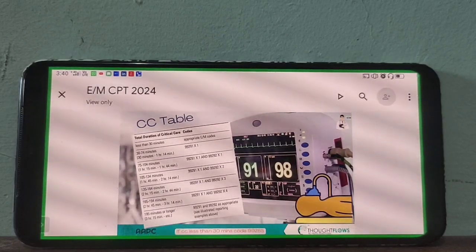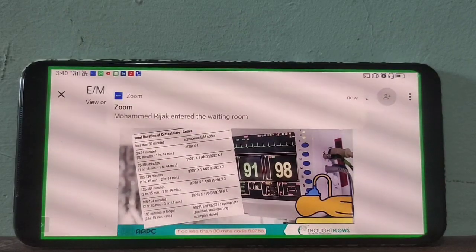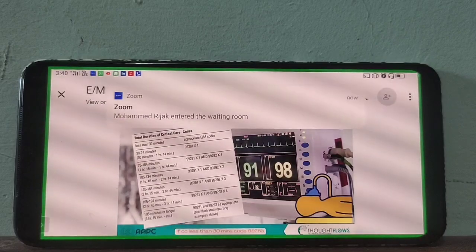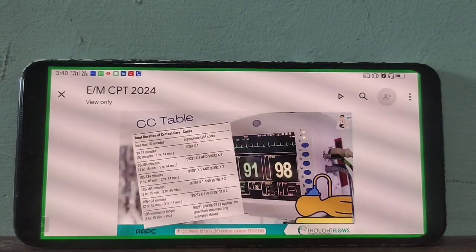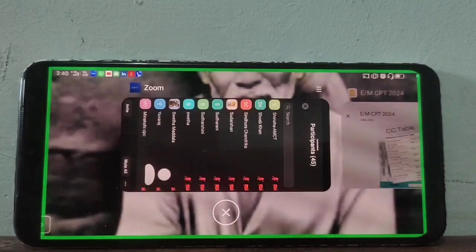Based on the doctor's documentation, definitely measure that. The doctor definitely mentions the dates of service. Clear now? Clear?